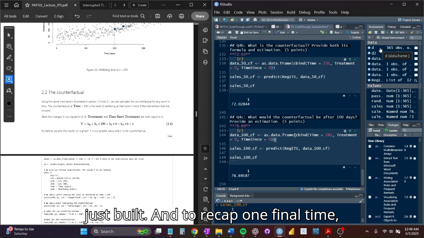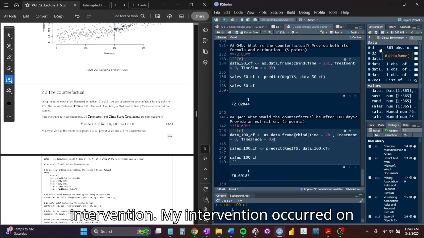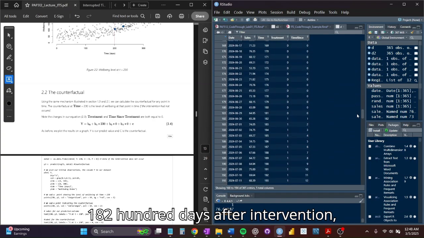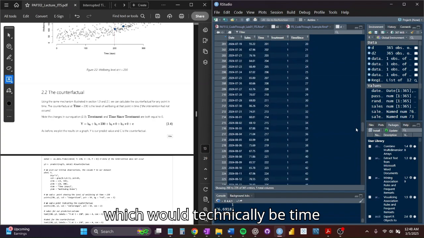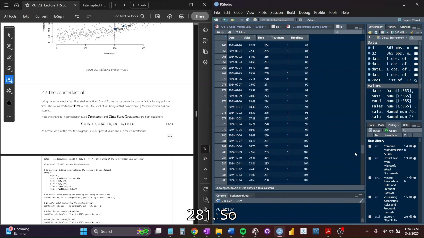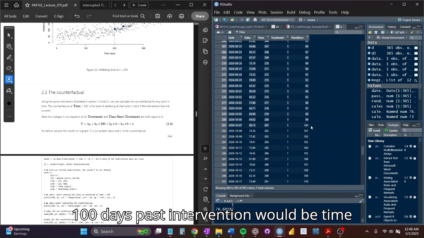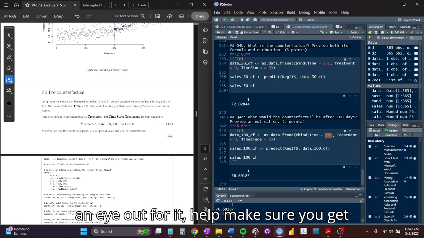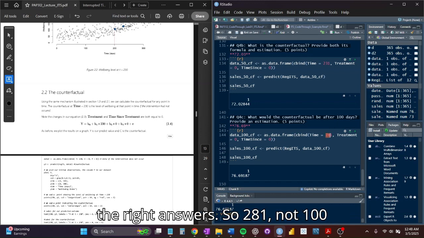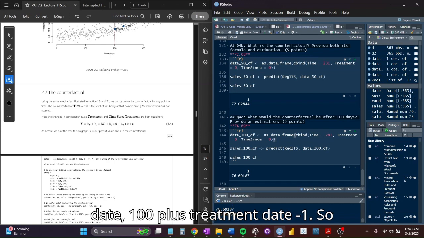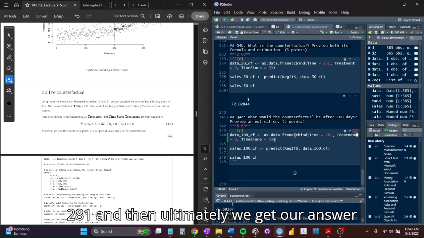To recap one final time, if I'm looking at 100 days after intervention, my intervention occurred on day 182. So 100 days after intervention would technically be time 281. So 100 days past intervention would be time 281. I might be harping on that, but some folks get stuck on it, so I just want to be really transparent and tell you to keep an eye out for it, to help make sure you get the right answers. So 281, not 100 days, not 100 plus treatment date, but 100 plus treatment date minus 1. So 281, and then ultimately we get our answer here.